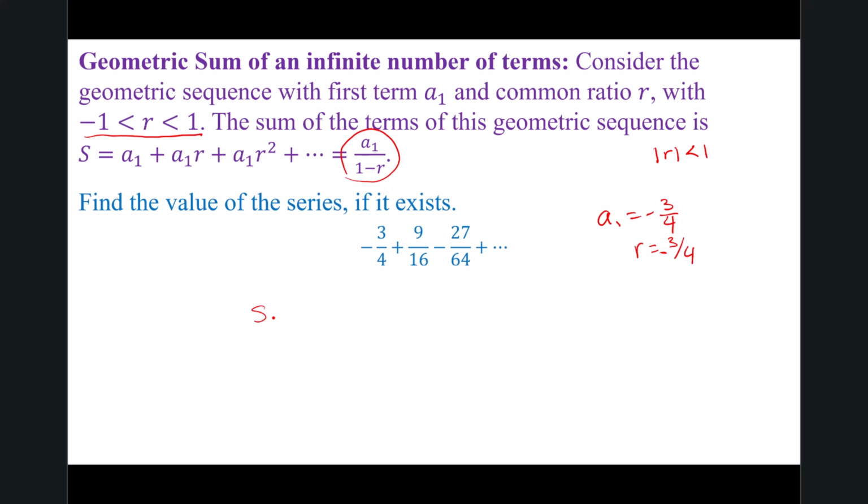So to find this infinite sum, I have the first term, negative 3/4, over 1 minus the common ratio. Now this only works because my common ratio is between negative 1 and 1. Otherwise, this formula would give you nonsense, something that doesn't mean anything. You'd get a number, but it wouldn't be helpful. This only works if the common ratio is between negative 1 and 1. So simplifying, I have negative 3/4 over 7/4. The 4's cancel, and I get negative 3 over 7. So the sum of this series would be negative 3/7.